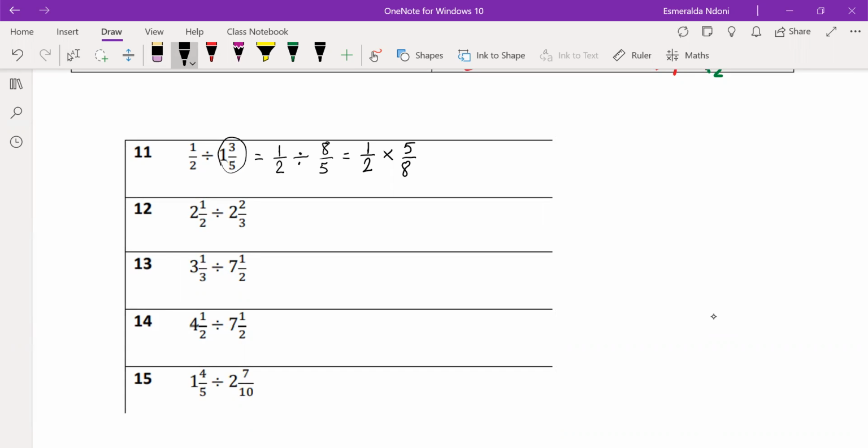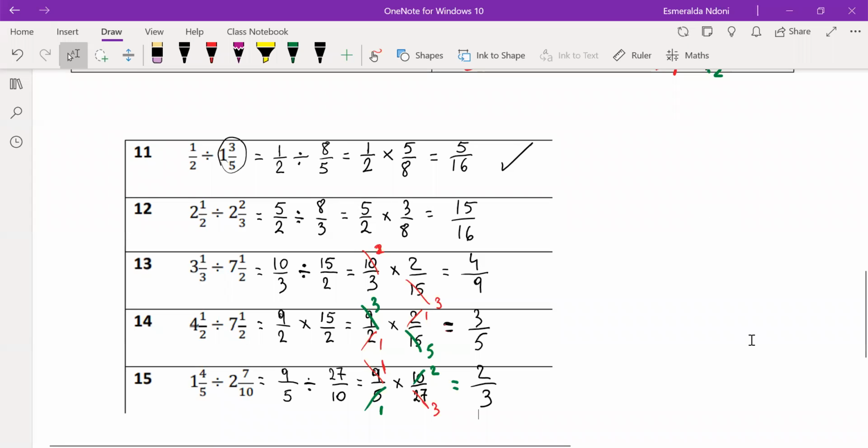I check if I can simplify. In this instance, I cannot. So multiplying fractions, top, top, bottom, bottom. 1 times 5, 5, and 2 times 8, 16. And that question is finished. Please pause the video and have a go at the other 4. Now that you have finished the questions given, please pick up your purple pen and mark your work.